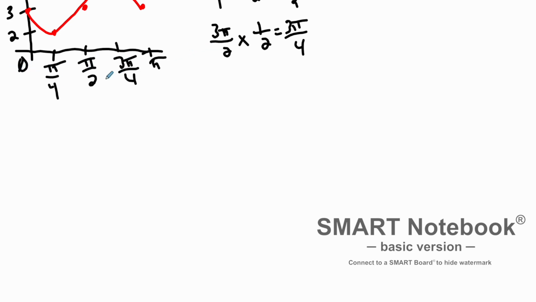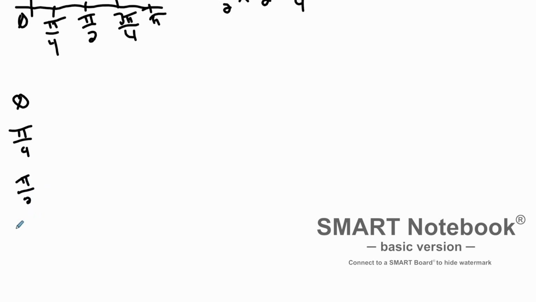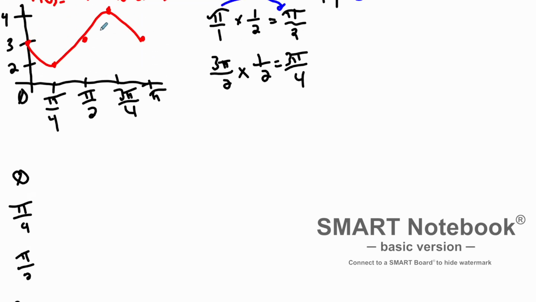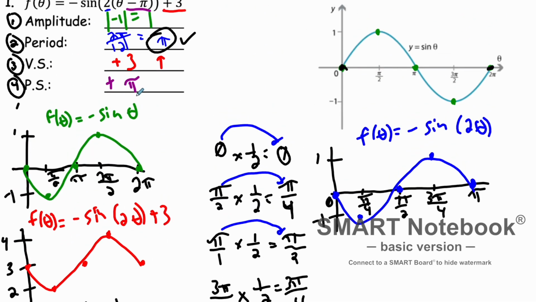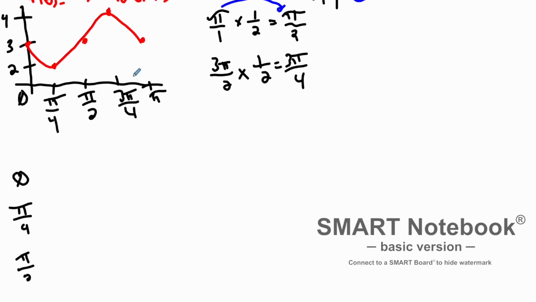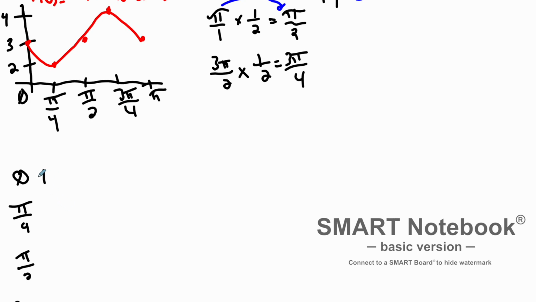We're still going to take these x coordinates. So 0, pi over 4, pi over 2, 3 pi over 4, and pi. And what are we doing with them? Well, the phase shift says add pi. Because it's a minus pi, we do the opposite. So we add pi. So we're going to do that to all of these. We're going to do the 0 plus pi, which gives me pi.